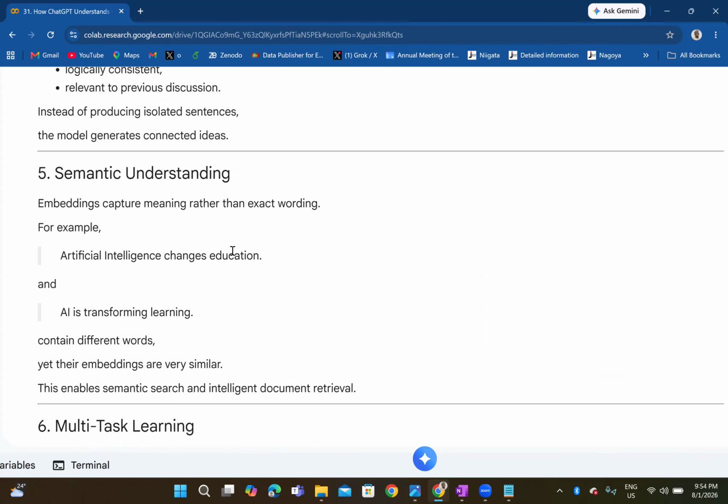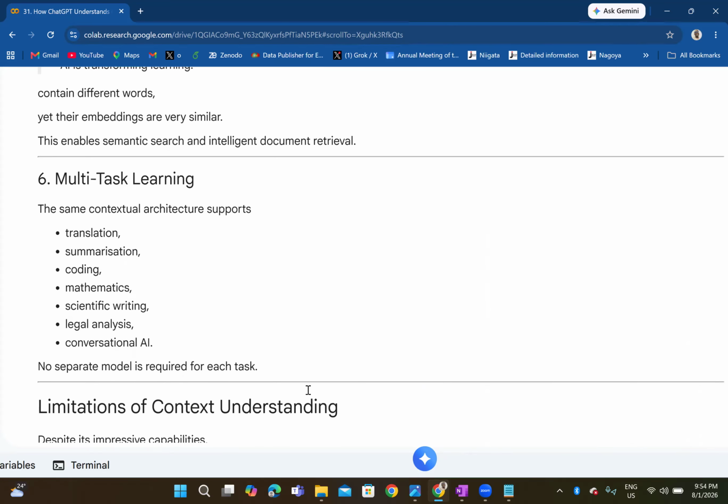Embeddings capture meaning rather than the exact wording. So no matter how you change words, "artificial intelligence changes education" and "AI is transforming learning" contain different words, yet their embeddings are very similar. This enables semantic search and intelligent document retrieval. Then multitask learning. The same contextual architecture supports translation, summarization, and all of these things. So no separate model is required for each task in this case.